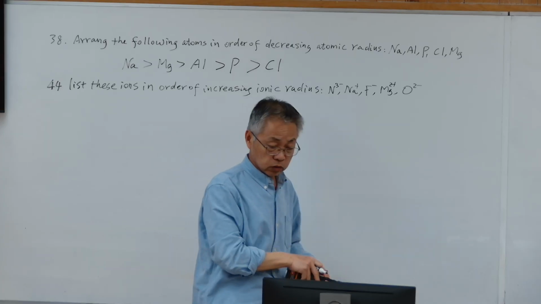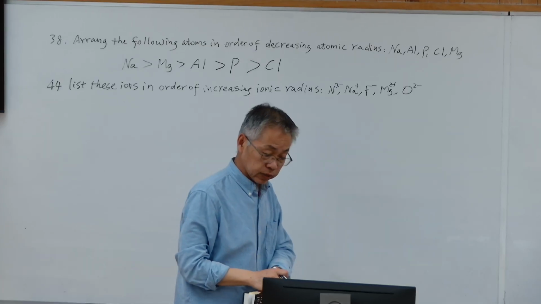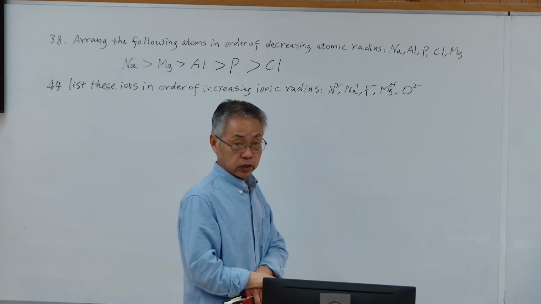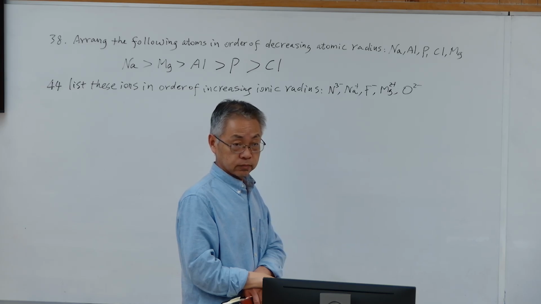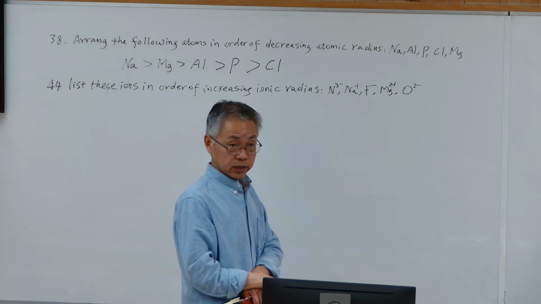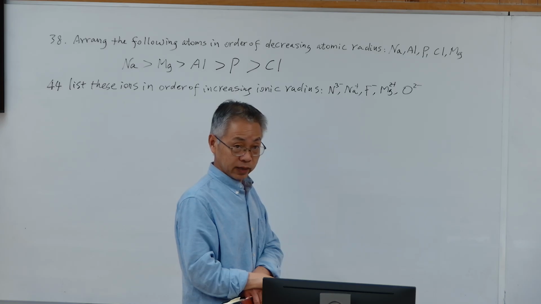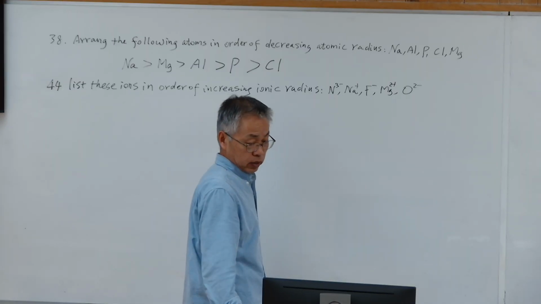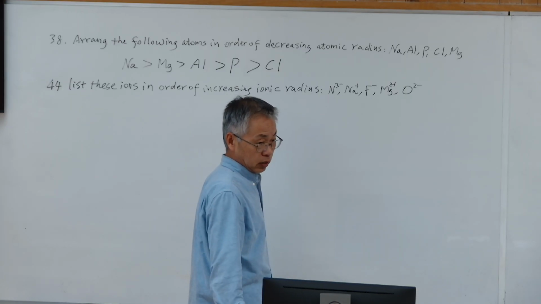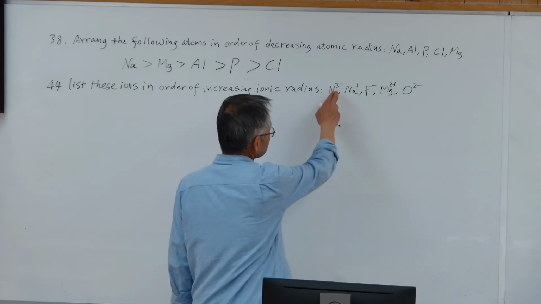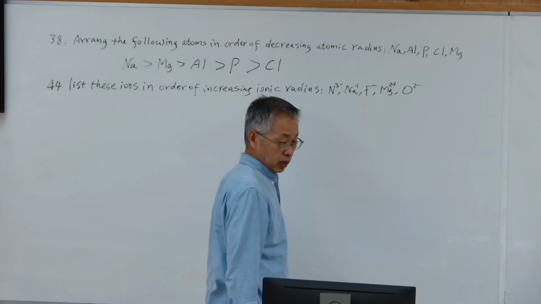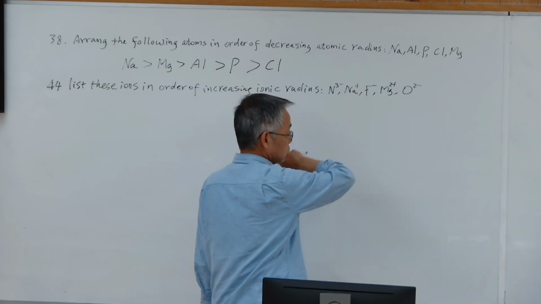So in order to compare the ionic size, these ions must be isoelectronic. Do you remember what it means, isoelectronic? That means these ions have exactly the same number of electrons and exactly the same electron configuration. How many electrons for the ion N3 minus? Nitrogen atom has 7 electrons. 3 minus means gain 3 more, so total is 10. Sodium initially 11. Sodium ion lost 1, so 10.